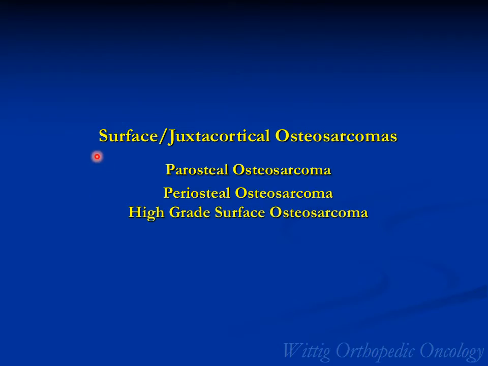Okay, now we're going to talk about our surface or juxtacortical osteosarcomas. Our three types of surface osteosarcomas include parosteal osteosarcoma, periosteal osteosarcoma, and high-grade surface osteosarcoma. Parosteal is the most common. It arises from the outer layer of the periosteum. Periosteal, it arises from the inner layer of the periosteum. It's primarily a chondroblastic tumor. And high-grade surface osteosarcoma, which is the most rare type of surface osteosarcoma, resembles histologically that of a conventional osteosarcoma.